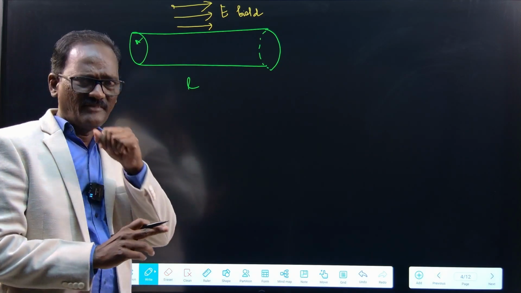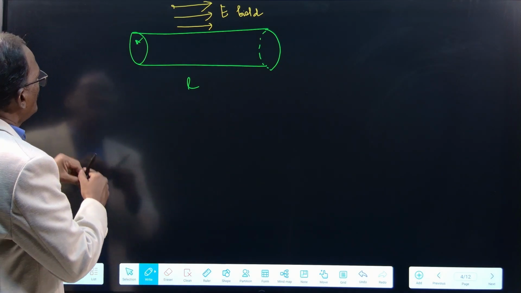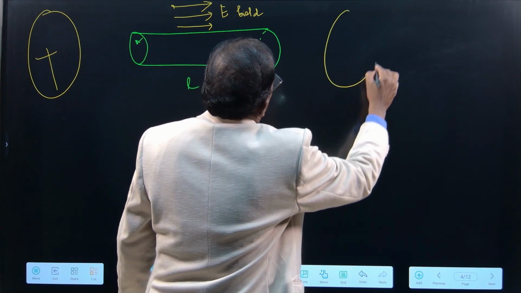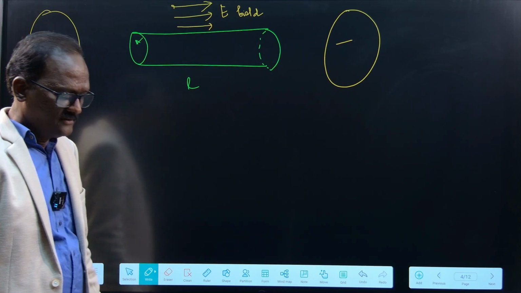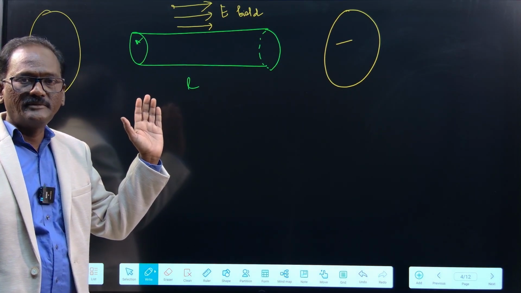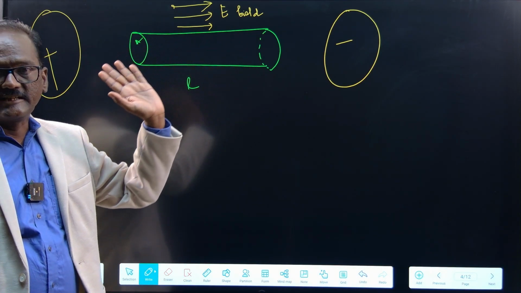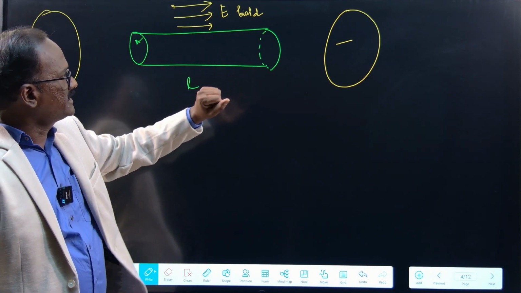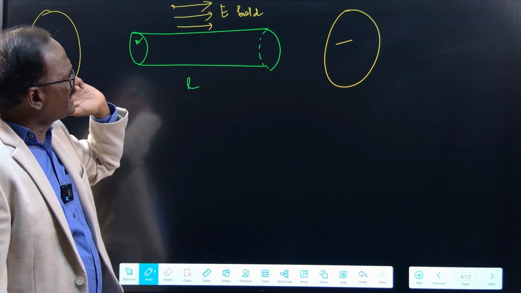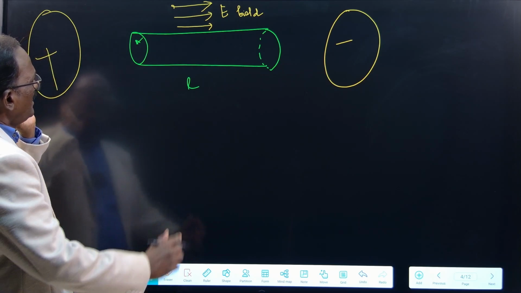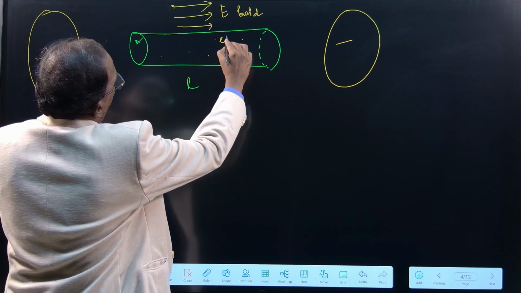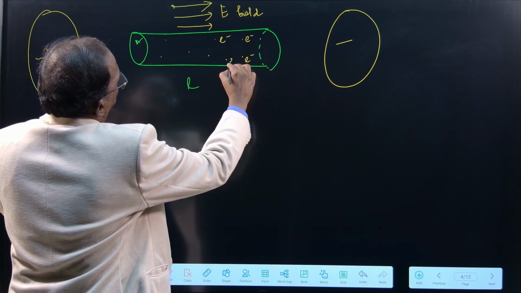But how can we get the electric field? I am just putting one big positive charge here and another, negative charge here. We know that electric field lines emanate from the positive charge and end at the negative charge. I have not shown that in the first diagram. The E field is just applied here. Let us see what is happening. These are our electrons, three electrons.